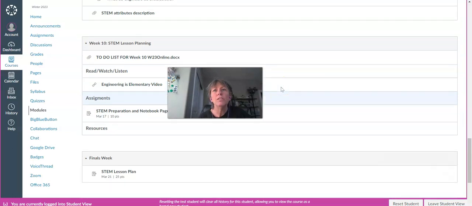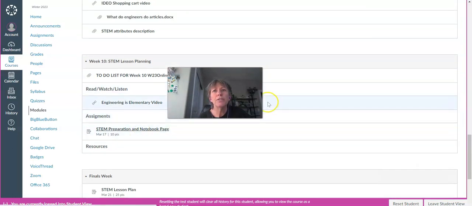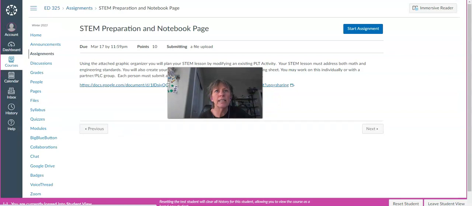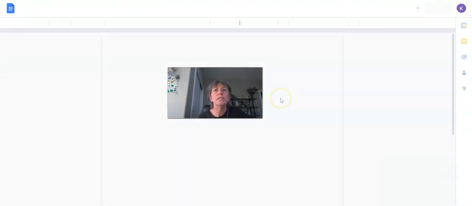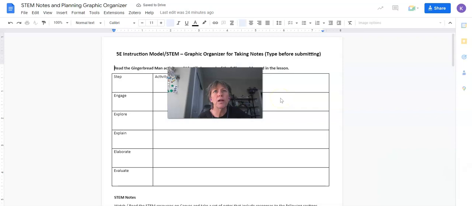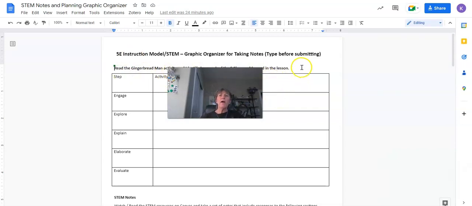So this week we're going to start to plan your lessons. Like I said, you're going to use a template to take some notes about STEM and the 5Es, and then you're going to start planning. Using this document that's also on the Google Drive, you're first going back to the gingerbread activity and looking at how the gingerbread activity incorporated the 5Es.